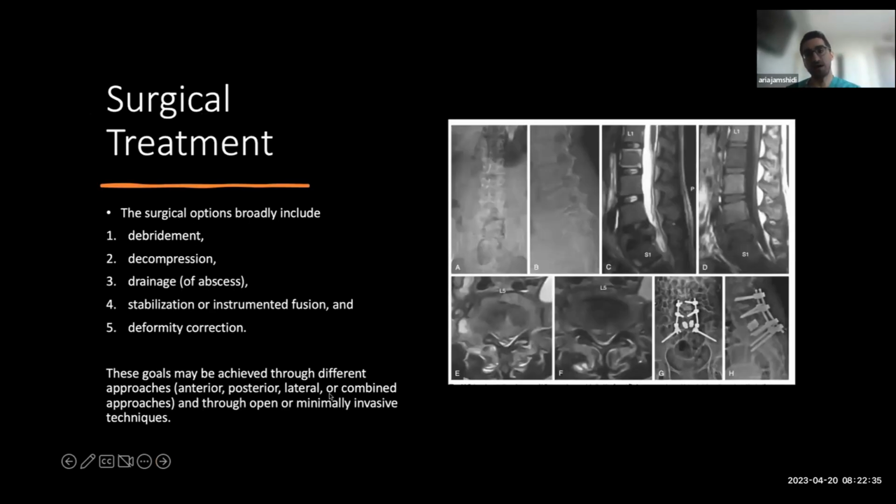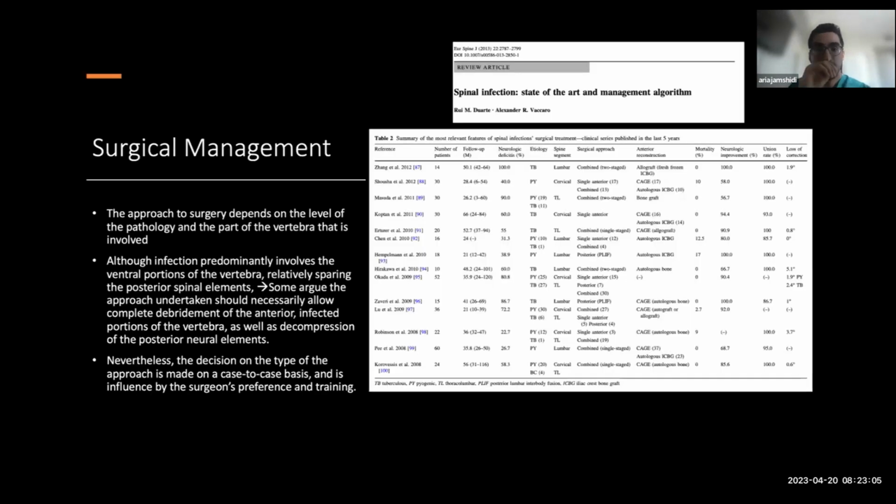Now, in terms of the surgical options, this is where more controversy arises. You have multiple options. They can include something basic as debridement and decompression, just laminectomy and drainage of the abscess. And then as we progress, if there is deformity developing, stabilization or fusion, and obviously deformity correction. And these goals can be achieved through different methods, and this is where the controversy arises, through either anterior, posterior, lateral, combined approaches, or even through minimally invasive techniques.